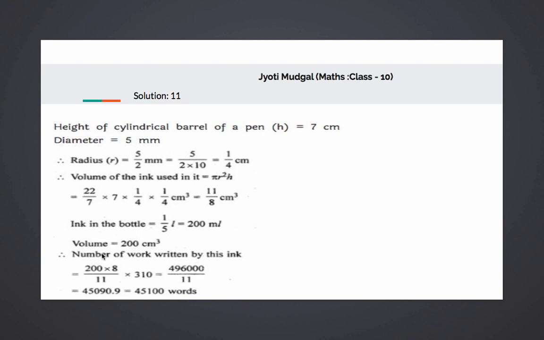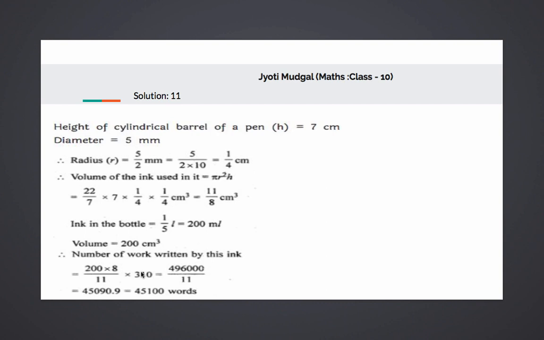This part is clear? Now volume is 200 milliliter, which means 200 centimeter cube. This much is the volume that we have of ink. And this much is the volume of ink which is used in the barrel of fountain pen. And 310 words is what they are saying the barrel of ink can write on an average.